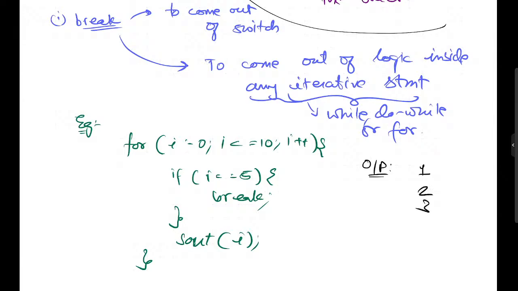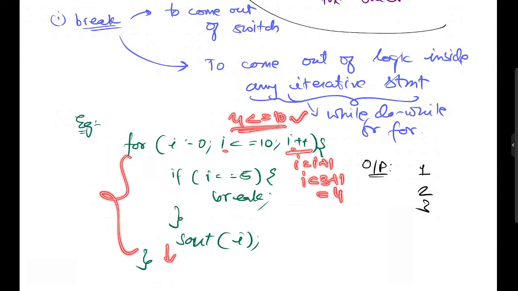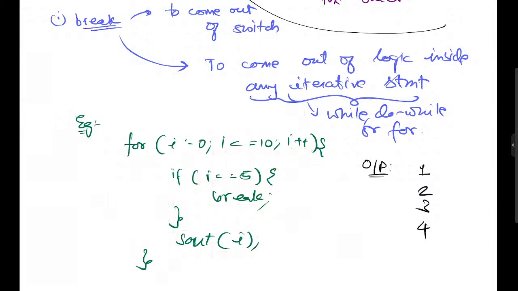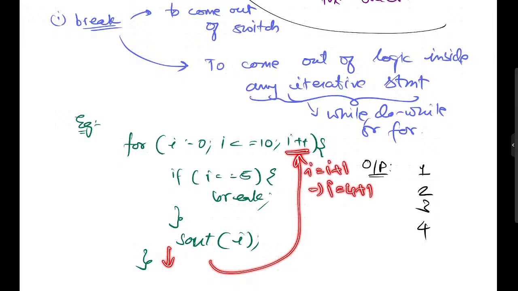Once you print 3, there is nothing here. Go here, do I plus plus, I equal to I plus 1, which is I equal to 3 plus 1 equal to 4. 4 is less than or equal to 10. This is true. Go inside the body. Here the first part is, is 4 equal to 5? False. Don't care about this body. Go to the next line, and you will print 4 here. Once you print 4, since there is nothing here, go to the updation statement.